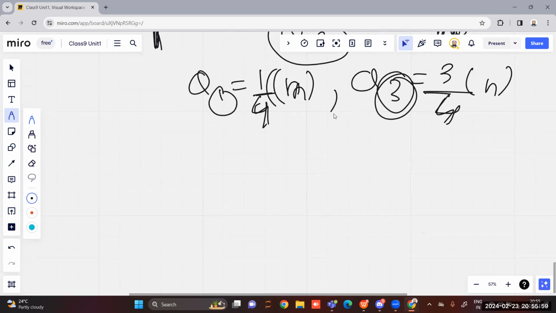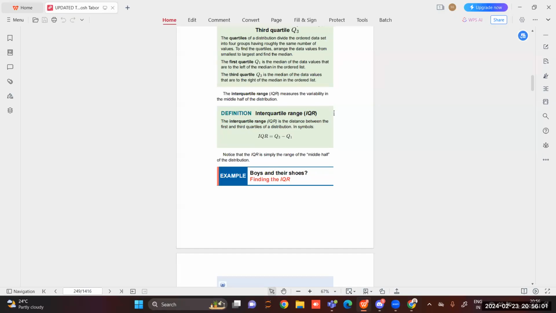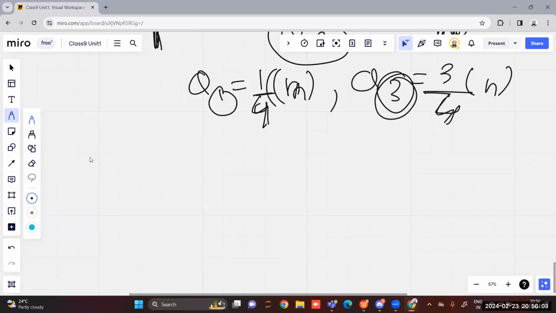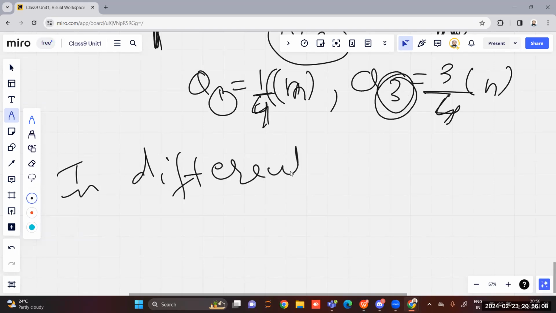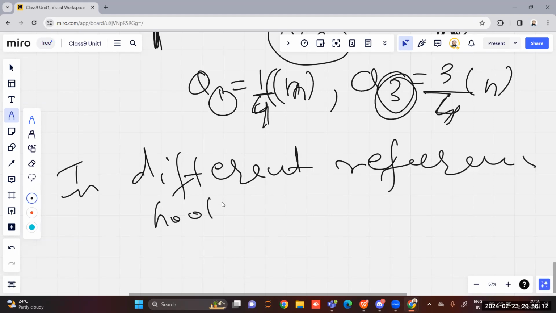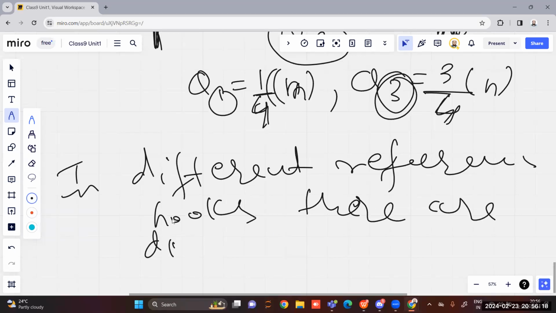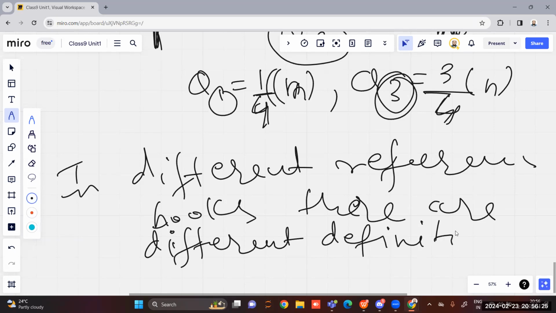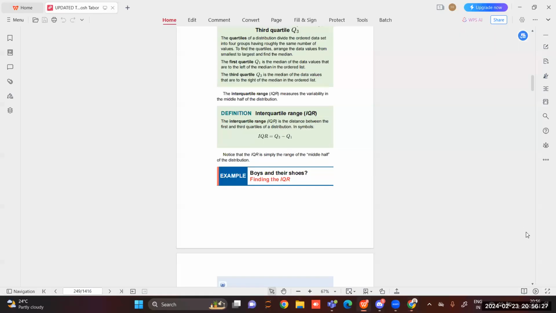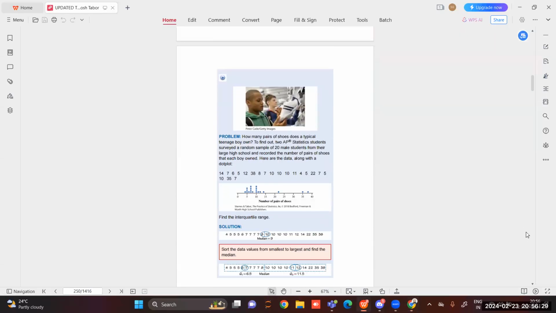Okay, so that was the definition that was given in the textbook. In different reference books, there are different definitions. But these two are the simpler ones. There are different definitions, so these two that I have told you are the simplest ones. So now we'll calculate it.